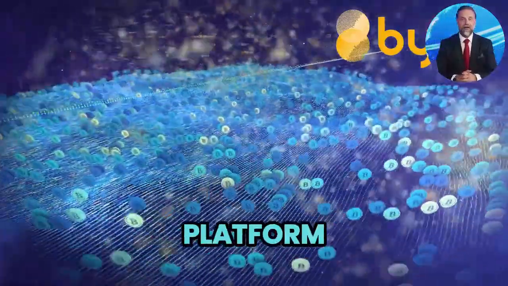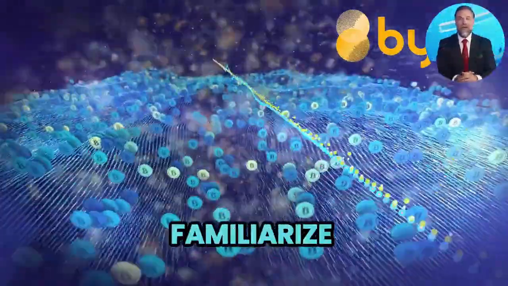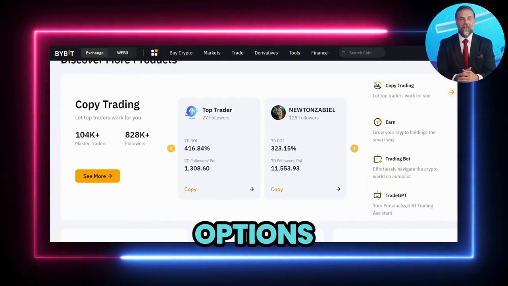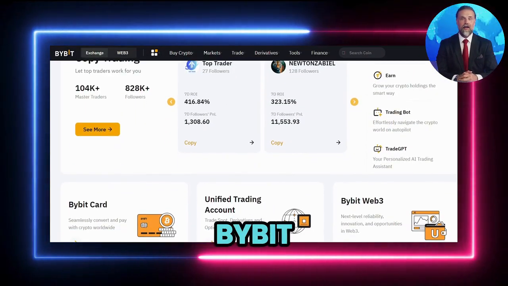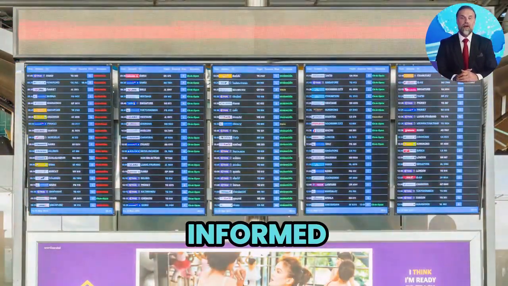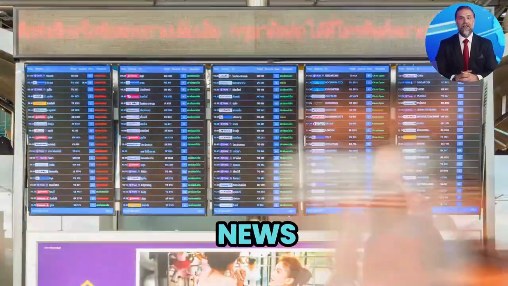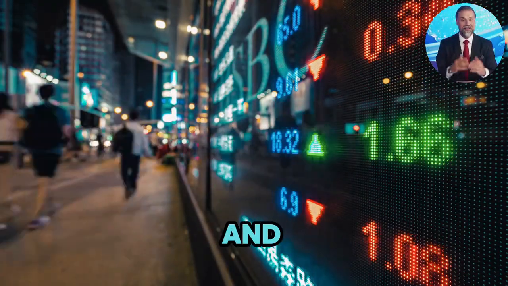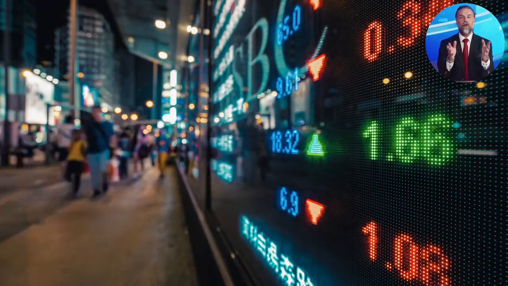Before we wrap up, here are a few additional tips for new users on Bybit. Explore the platform. Take some time to familiarize yourself with the Bybit platform. Check out the different trading options and tools available, such as Bybit copy trading and Bybit futures trading. Stay informed. Keep up with the latest news and updates from Bybit. This will help you stay ahead of market trends and make informed trading decisions.